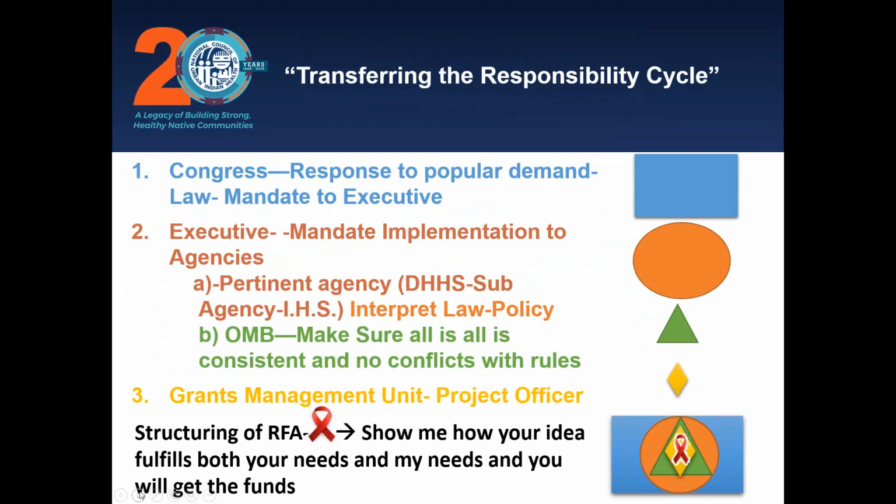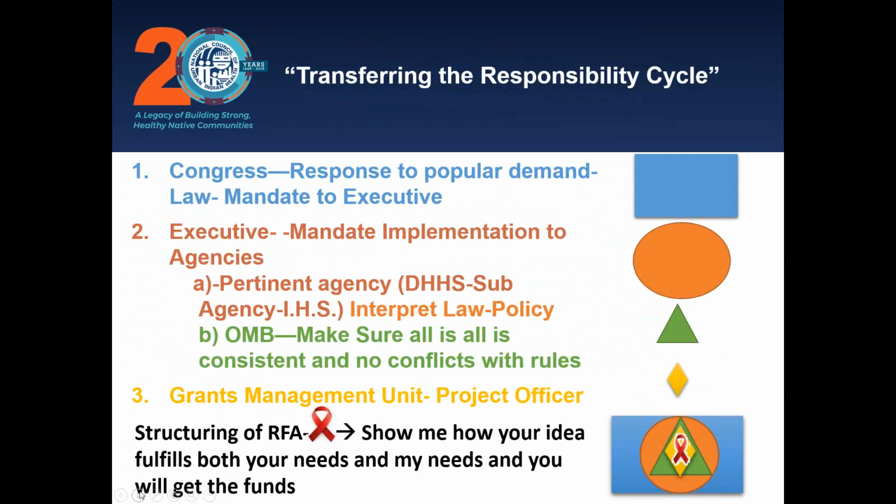Then we have the executive, which has the mandate to do implementation through the agencies. So the executive provides these mandates to agencies. The pertinent agency, which would be, in this case, the Department of Health Services, and then under them, IHS, interprets the law or the policy, right? And that would be the orange circle. Then, the government has to make sure that all of the regulations that they do are good and consistent across all of the government. That is the green triangle.